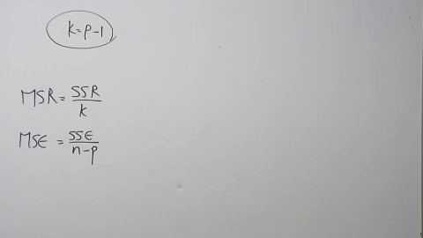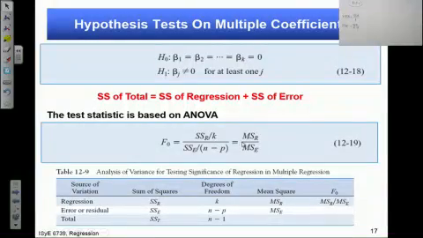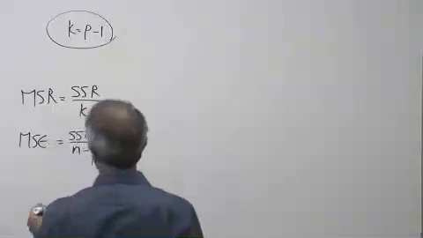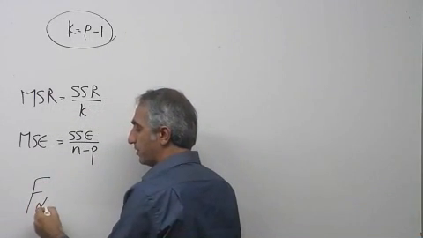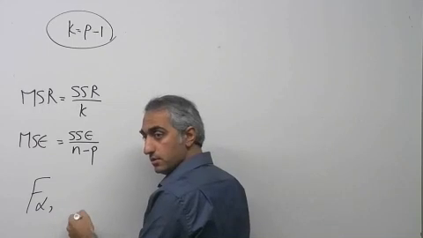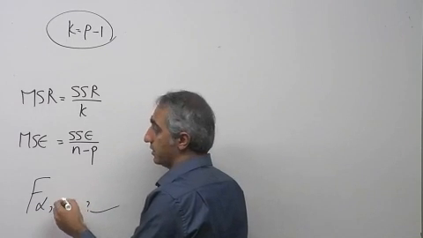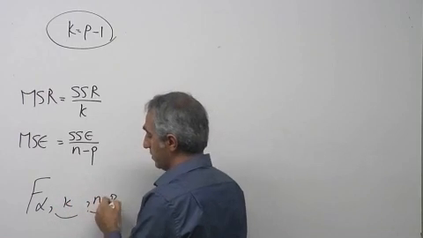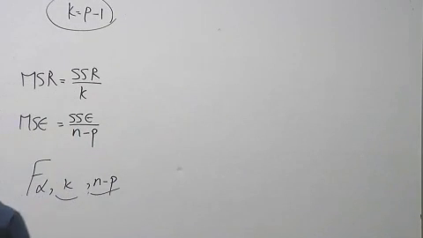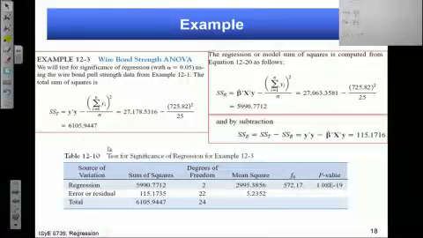Okay? Then you get your MSR and MSE. You can find your F0, and you compare your F0 with what? Anybody can tell me? What is the critical value? F alpha and? Give me degrees of freedom. K and n minus p. Exactly. So one example. Oh, by the way, how we can calculate sum of squares of total.